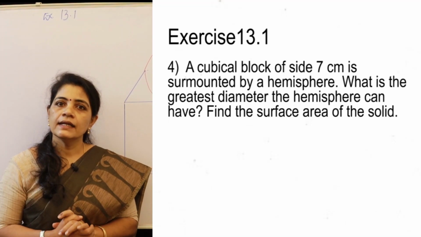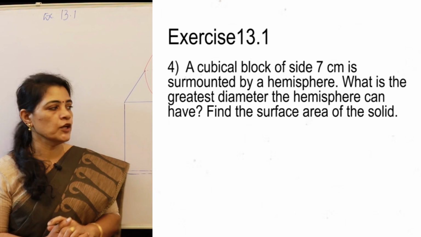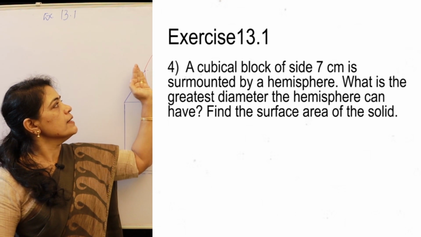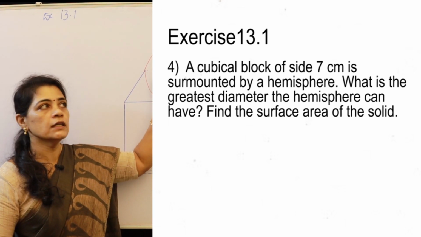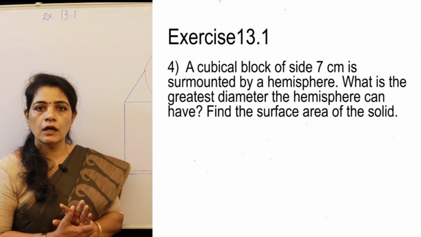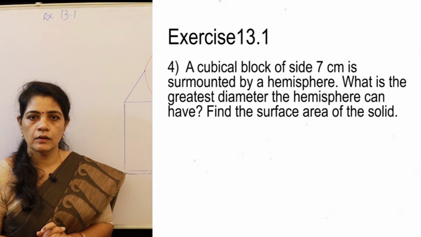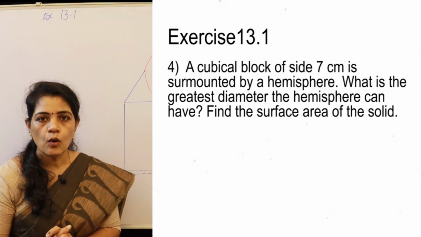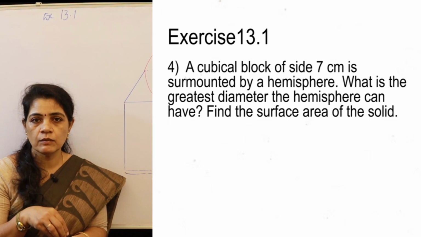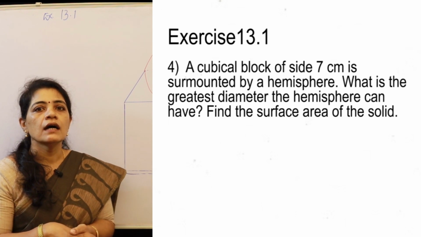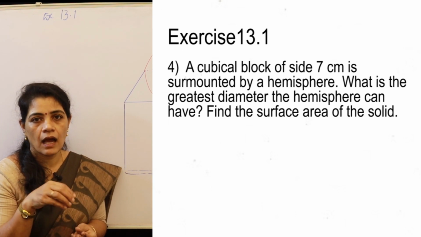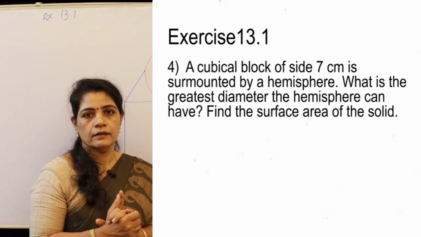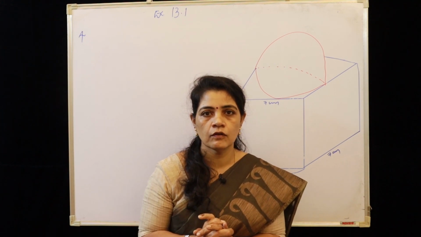In the fourth question we are given a cubical block, and a hemisphere is mounted on the topmost face of the cube. Here we have been asked two questions. What is the greatest diameter that the hemisphere can have? And what is the TSA of the solid? Those are the two questions we have to solve for this question.